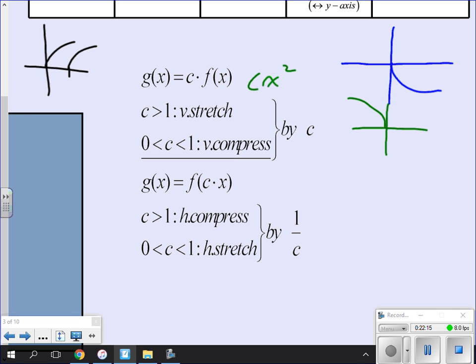If I have 2x squared, it's normally twice as big. When x is 2, instead of being 4, it's going to be 8. And when it's 3, instead of being 9, it's going to be 18. It's twice as big, so it grows twice as fast. Yes? What do you mean by outside the function?